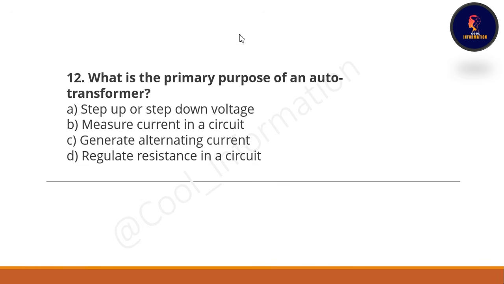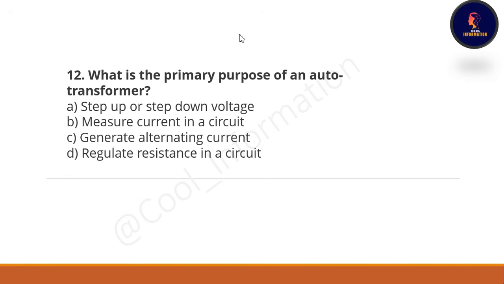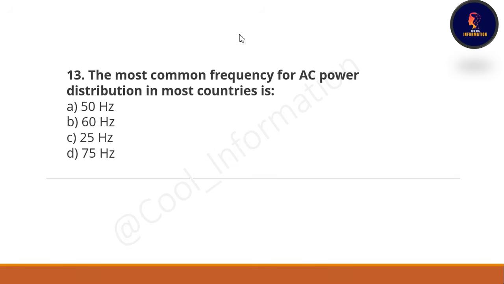12th question. What is the primary purpose of an auto transformer? Option A is step up or step down voltage. Option B, measure current in a circuit. Option C, generate alternating current. And the last option is regulate resistance in a circuit. The correct option is option A, which is step up or step down voltage.